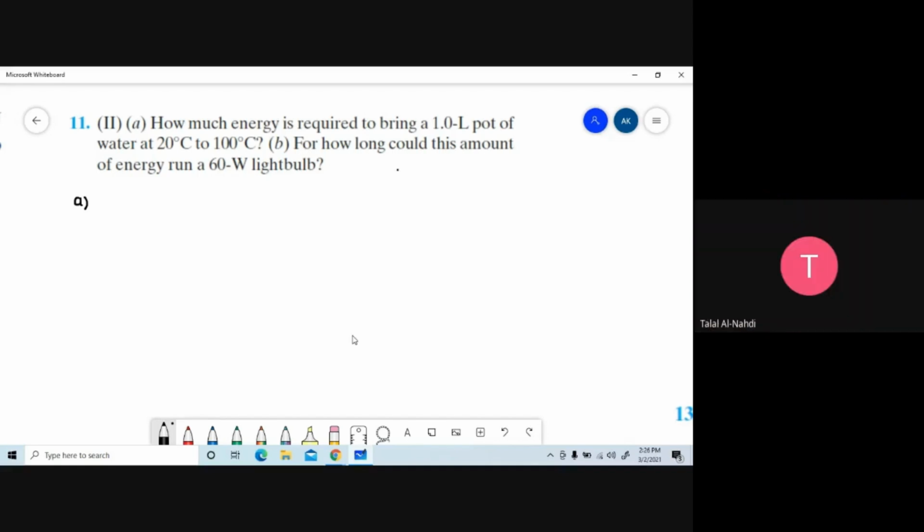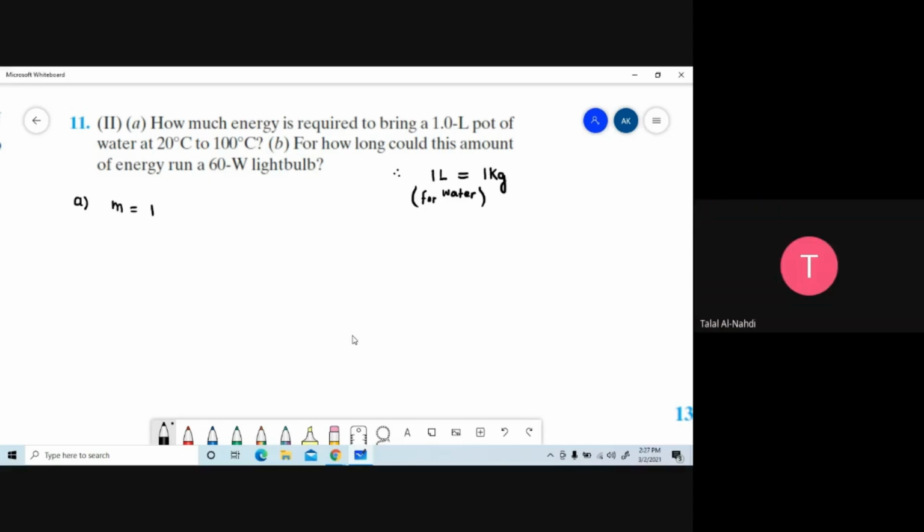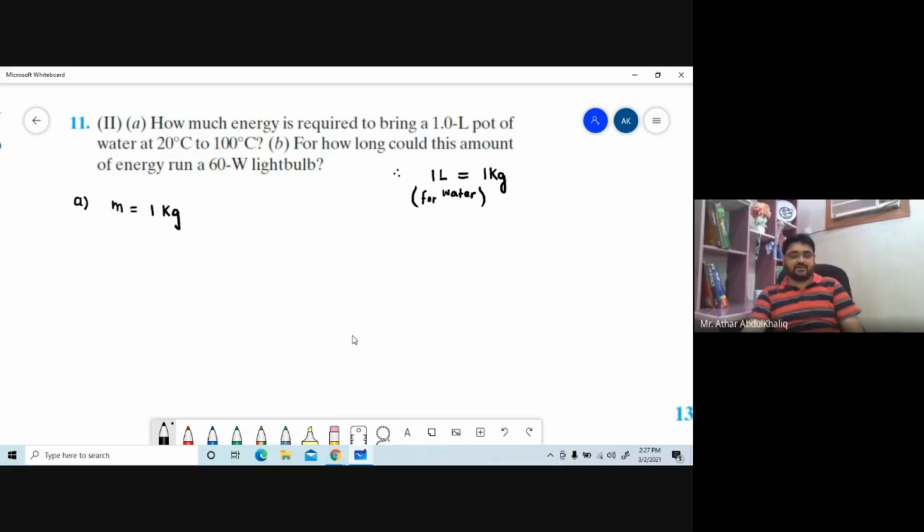No, they gave us volume, and I told you yesterday, whenever we have something 1 liter, it is almost equal to 1 kg. 1 liter of water is always equal to 1 kg of water. So please, next time, if something is related to water in volumes, you can simply say it is 1 kg. So how much is the mass here? 1 liter means 1 kg.